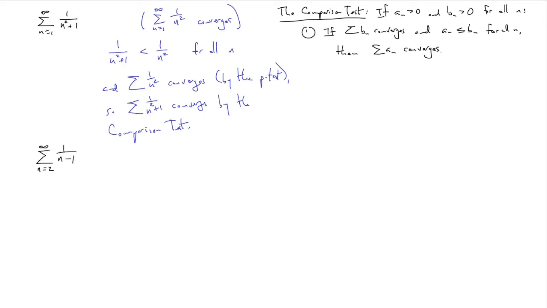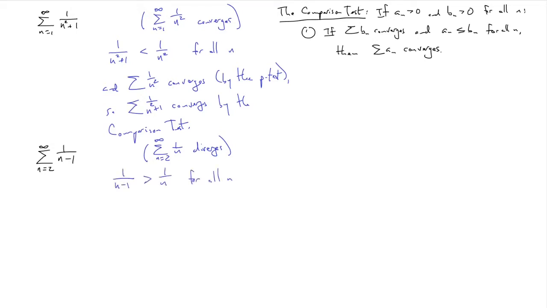Let's look at another example. Sum n equals 2 to infinity of 1 over n minus 1, and I'm starting with n equals 2, because if I started with n equals 1, I would have a 0 in the denominator for that first term, so I'm trying to avoid that. I know that the harmonic series sum n equals 2 to infinity of 1 over n diverges. Usually we look at the sum n equals 1 to infinity of 1 over n, but since that diverges, so does the sum n equals 2 to infinity.